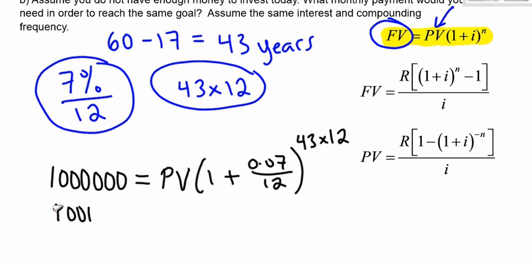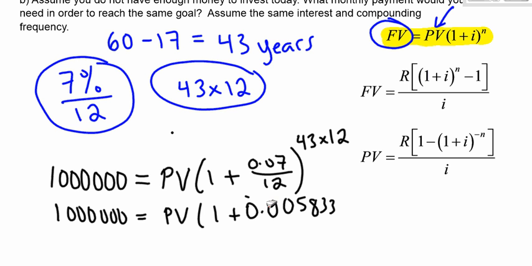So $1 million. Boy, that's an old reference. So this is going to be 1 plus, and I'm going to try to save as many decimals as I can because when we're dealing with financial stuff, I want every penny. So this would be 1 plus 0.05833, and that would be to the exponent 43 times 12, 516.